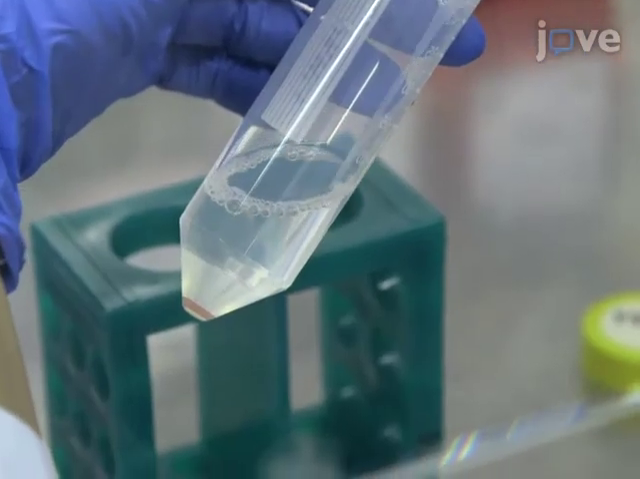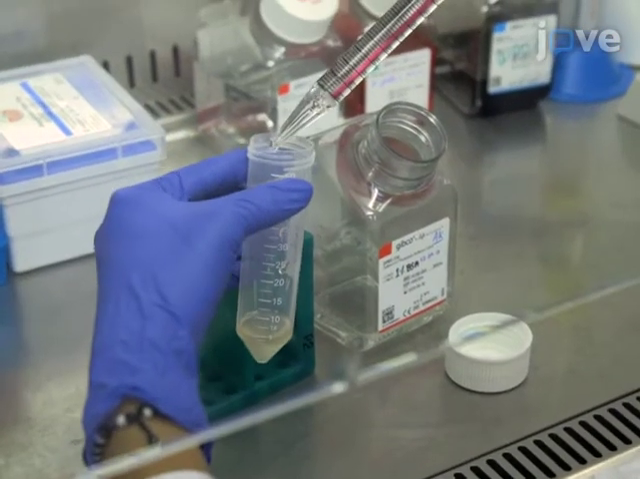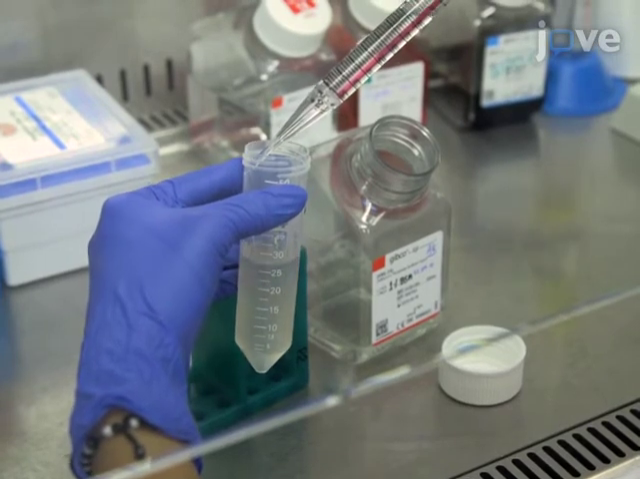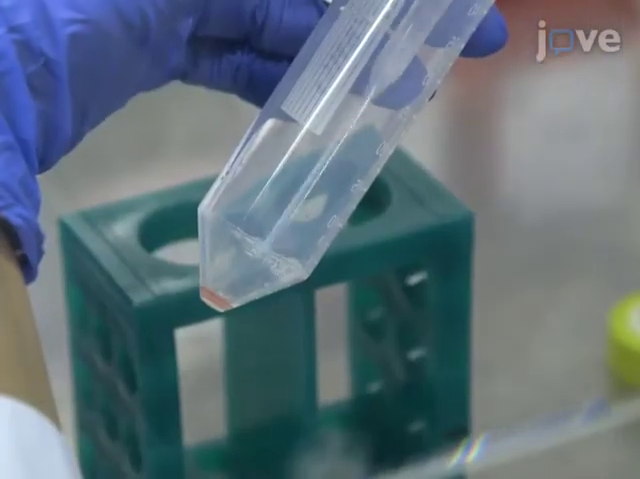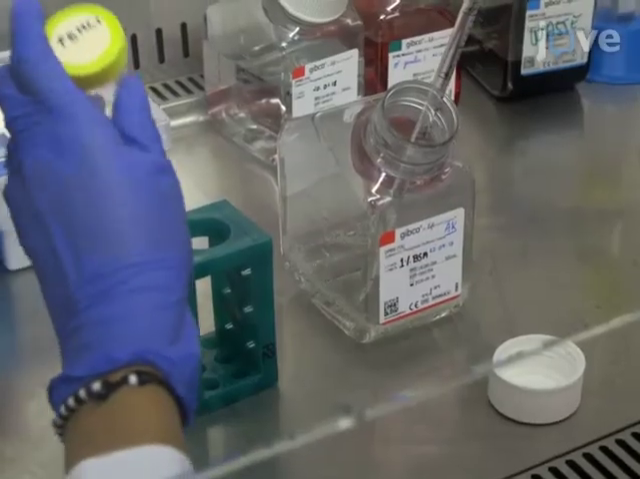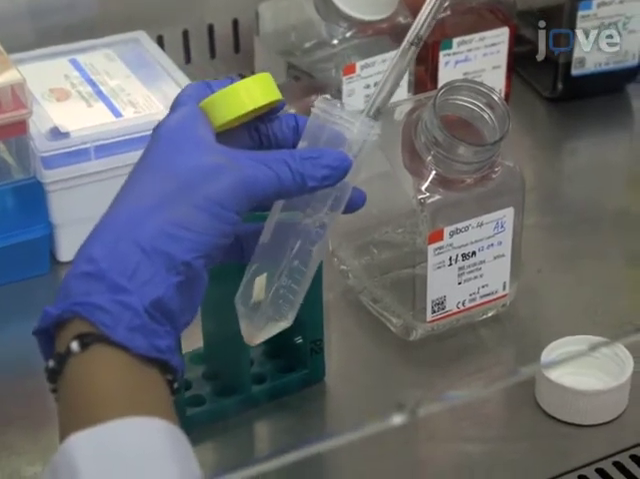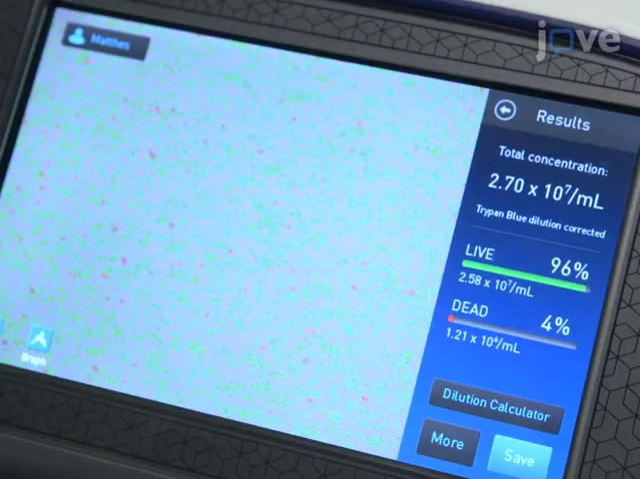After the centrifugation, discard the supernatant and wash the cell pellet with single-strength phosphate buffered saline with 1% bovine serum albumin. Centrifuge the sample. Then, discard the supernatant and resuspend the cells in 1 or 2 milliliters of phosphate buffered saline. Then, count the number of cells using an automated cell counter.